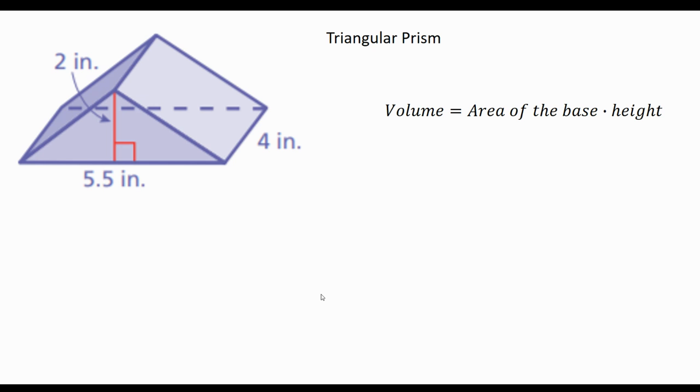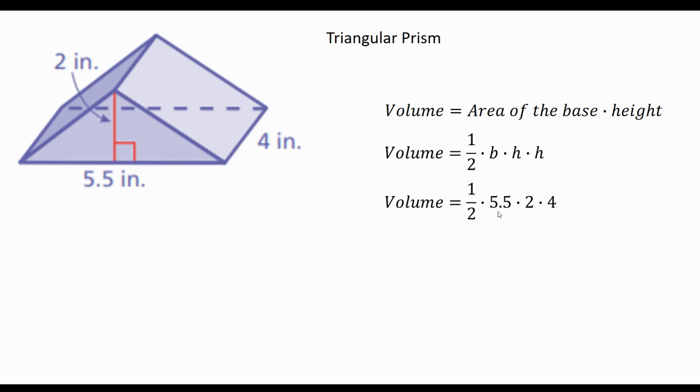So again, volume of a prism, area of the base times the height. So for the triangle, that looks like 1/2 times the base times the height. So this first initial three parts, those are from the triangle, and then multiply it by the height of the prism. So if we substitute in what we know, 1/2 times 5.5 there, that 5.5 inches being the base, times 2, which is the height of the triangle, then multiplying that by 4, that's going to be what we need to do, though, multiplying those four numbers together.